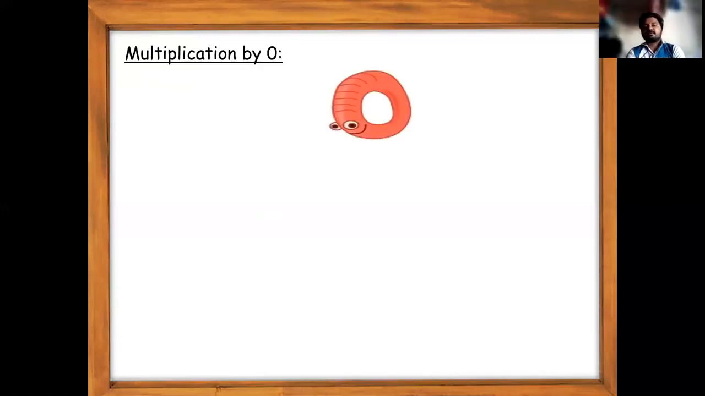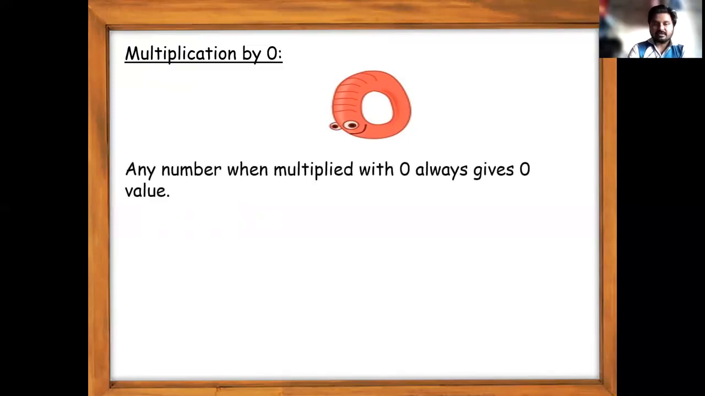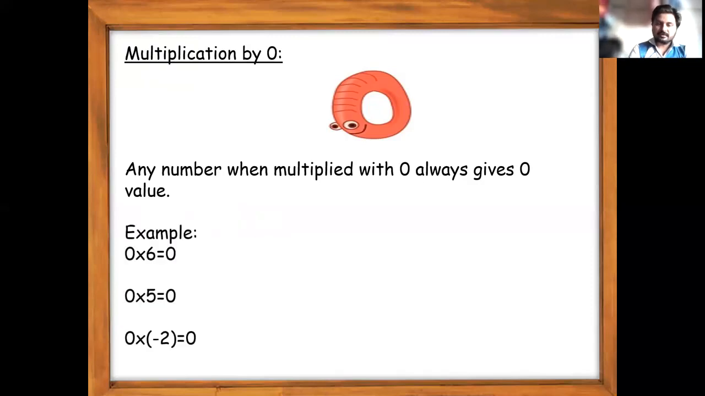Excellent, students. Now let us see a concept, that is multiplication by zero. Now would you like to tell me that if we multiply any number with zero, what final value will you get? Excellent. So any number when you multiply it with zero always gives zero value. Examples are 0 multiplied by 6 is 0, 0 multiplied by 5 is 0, 0 multiplied by minus 2 is 0, irrespective of sign. If you multiply any number with 0, you will get your final answer as 0.